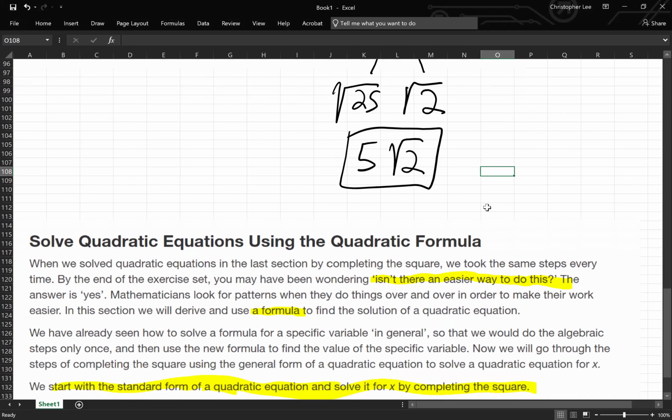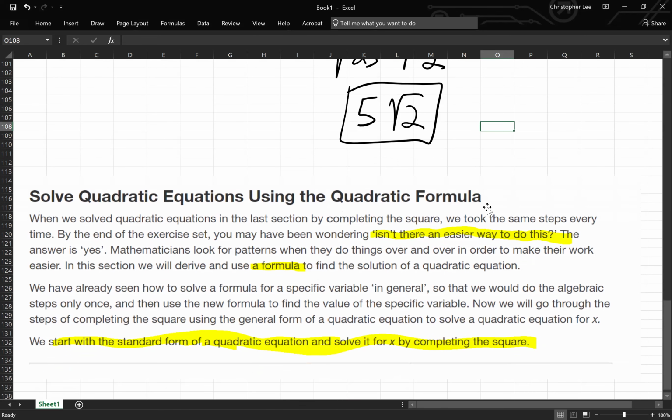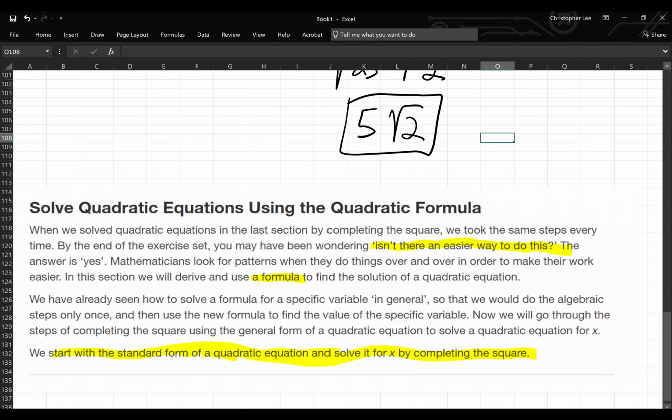We have already seen how to solve a formula for a specific variable in general, so that we would do the algebraic steps only once, and then use the new formula to find the value of the specific variable. Now we will go through the steps of completing the square using the general form of a quadratic equation to solve a quadratic equation for x. So we will start with the standard form of a quadratic equation and solve it for x by completing the square. It's going to be fun.